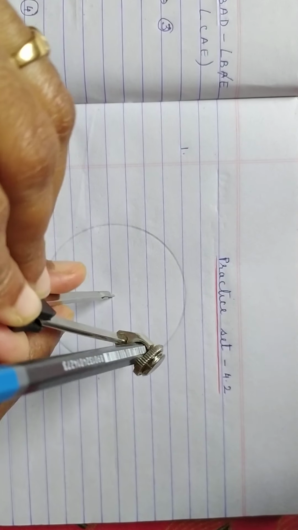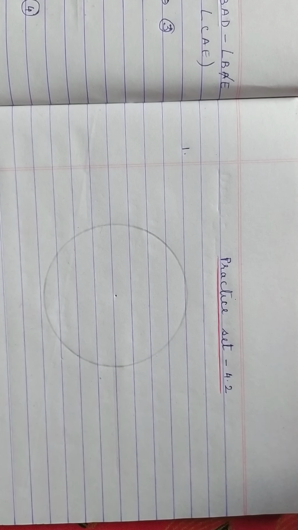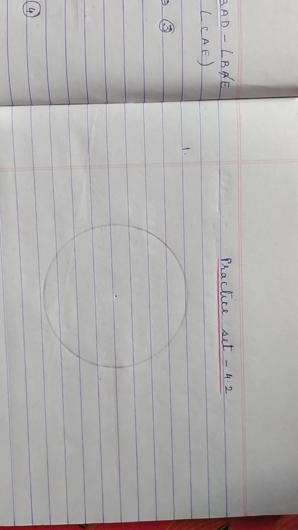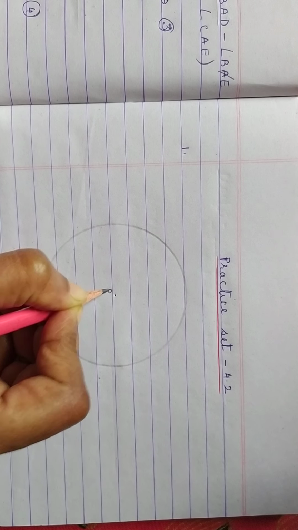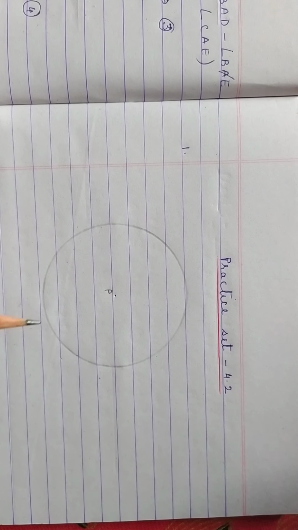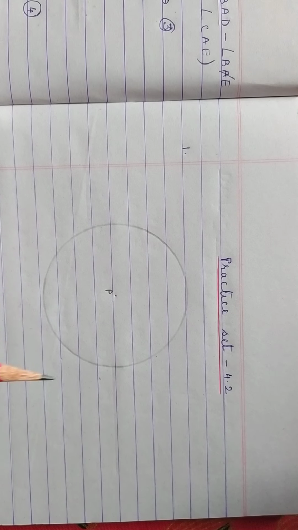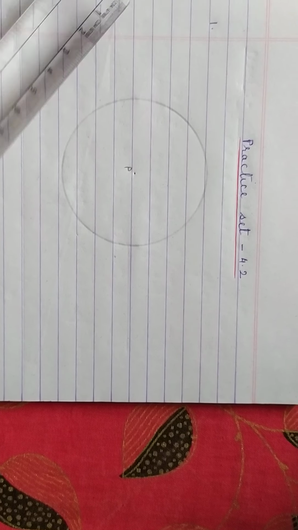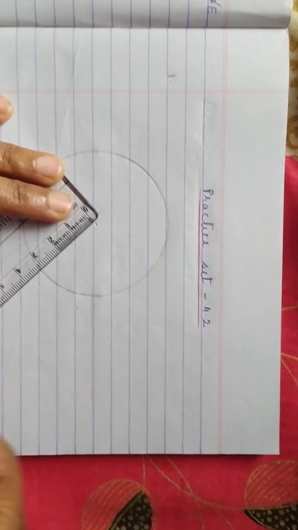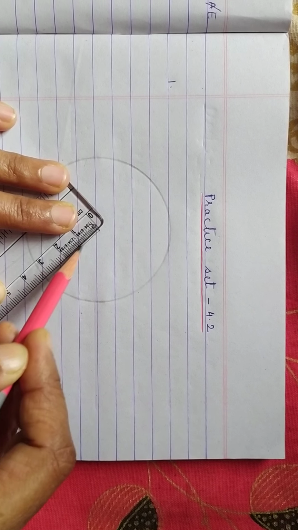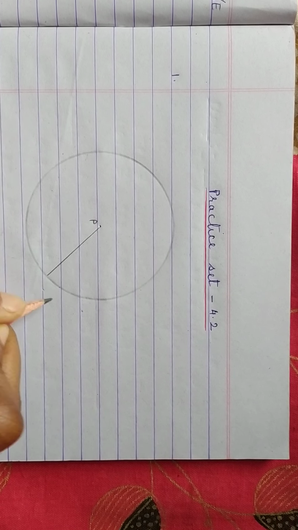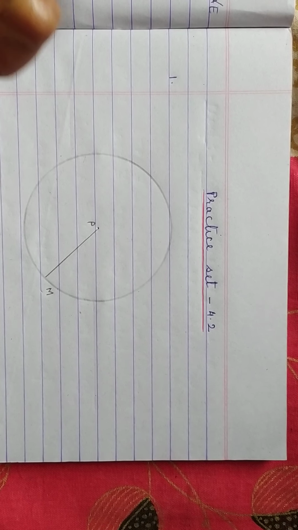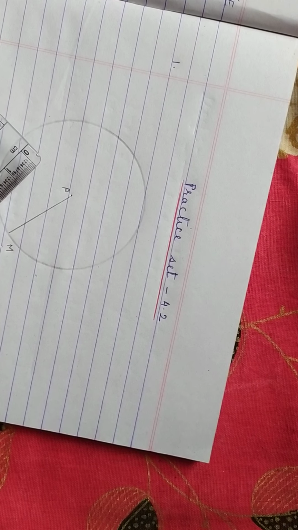Now what you have to do is mark the center P. Now you have to construct a tangent at any point M on this circle. Now what we'll do is, using a scale, let's say this is the radius that's drawn. Let's consider this point to be M, where the line touches the circle.